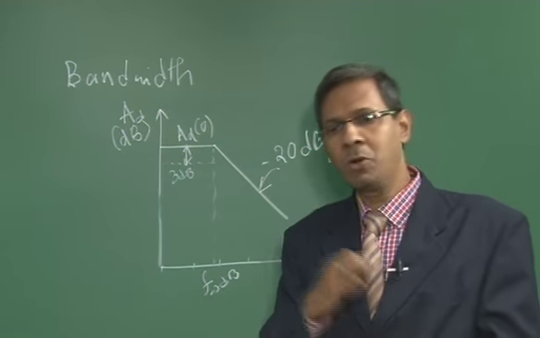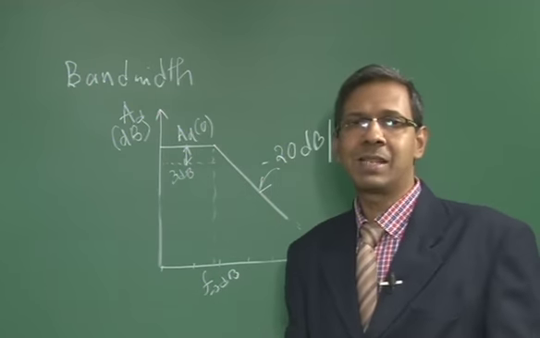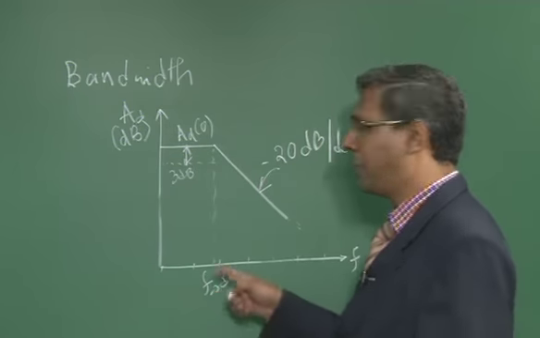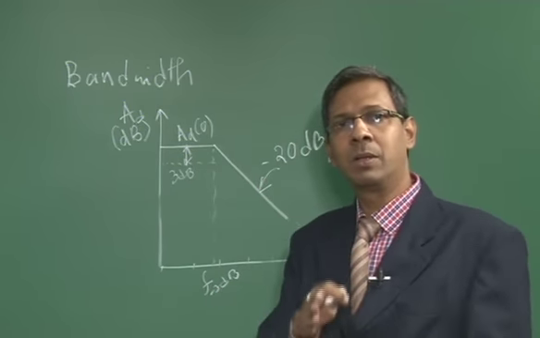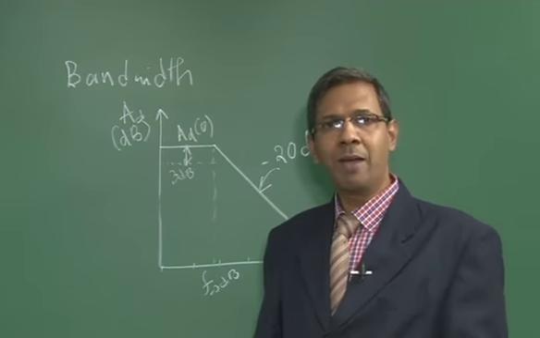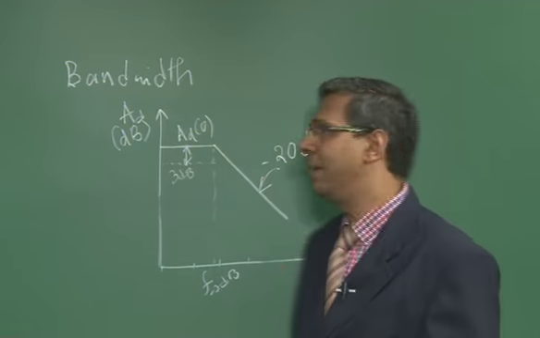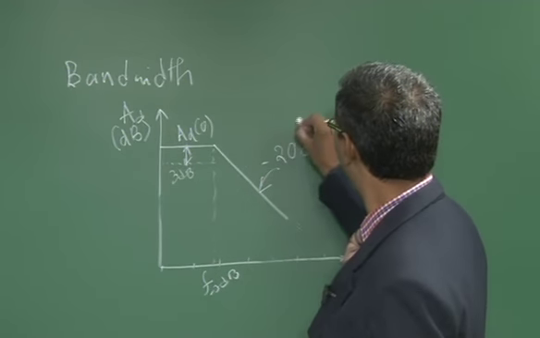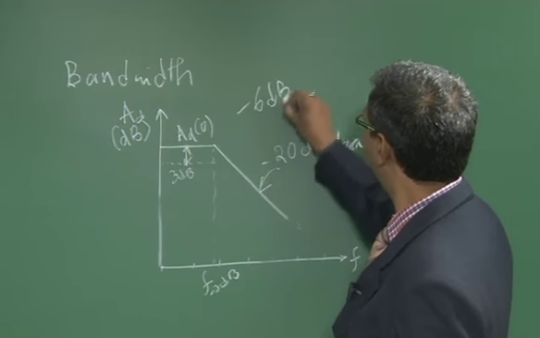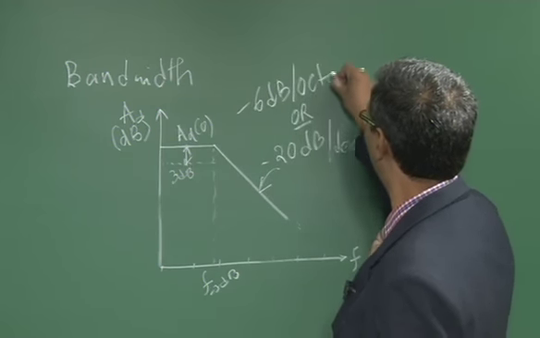Now suppose I want to know to what extent a parameter falls whenever the frequency doubles. Let us say the frequency is f1 and then it changes, and you want to know what the gain is at 2f1. At 2f1 it will be 6 dB lesser. We also call it an octave. There's another parameter, 6 dB per octave.